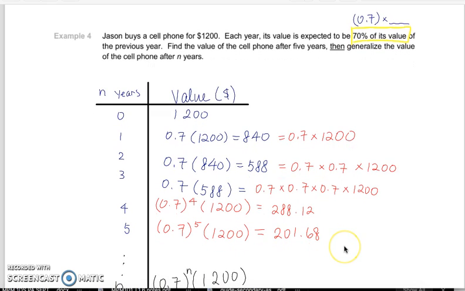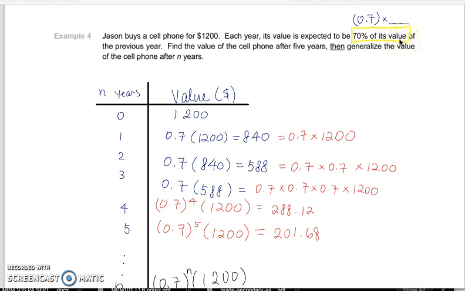And here's your last example. Jason buys a cell phone for $1,200. Each year, its value is expected to be 70% of its value of the previous year. Find the value of the cell phone after 5 years, and then generalize the value of the cell phone after n years. So first, we need to understand the meaning of 70% of something.